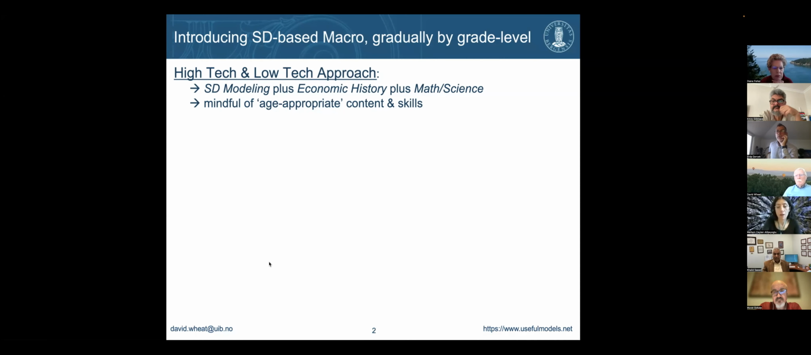So my stealth strategy, I suppose, is to try to integrate, or I would recommend trying to integrate, economic history into the traditional history program, and also to take advantage of the math and science classes to discover the power of system dynamics modeling, which could be useful and insightful in math and science classes.